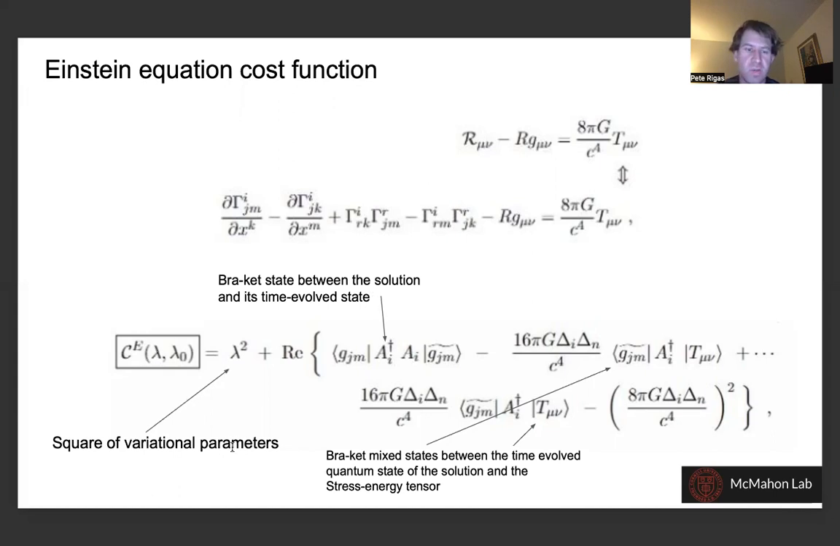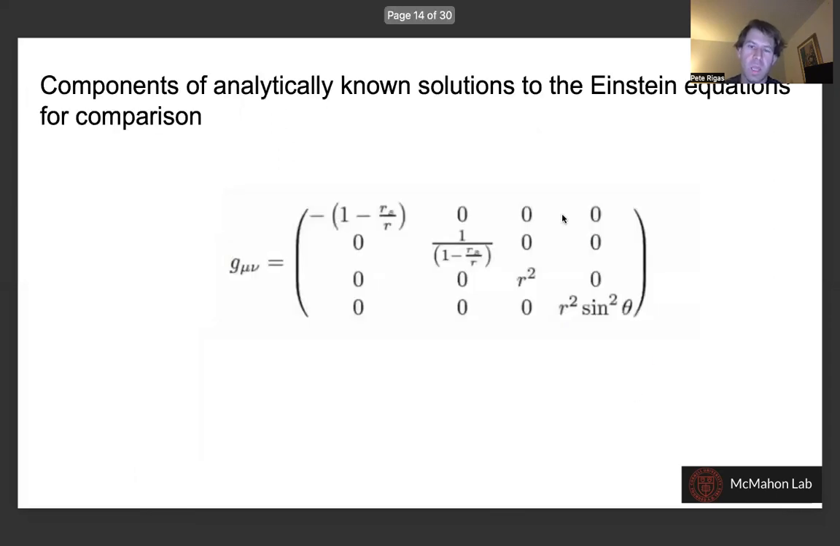And the cost function is given, again, as with Navier-Stokes and all the other cost functions for partial differential equations, a square of a variational parameter, a Brockett mixed state between the solution and its time evolved state, in addition to Brockett states between the time evolved variational state and the stress energy tensor. And we know in the case of the spherically symmetric spacetime manifold, that the analytically known solutions to the Einstein equation can be given by the Schwarzschild solutions, in which the diagonal terms correspond to non-zero components of the Lorentzian manifold.